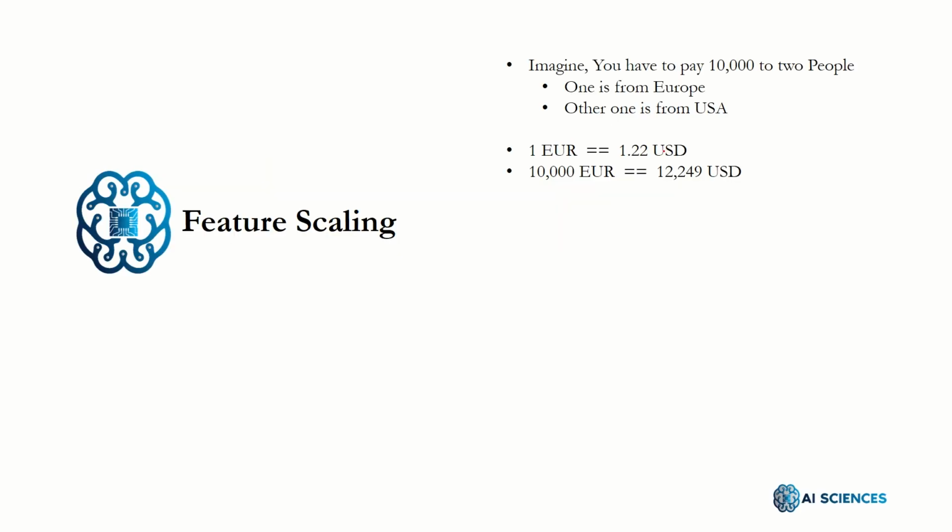So first of all, what is feature scaling? Let's see it through a practical, very non-technical example. Let's say we have to pay 10,000 to two people, and one is from Europe and the other person is from USA. These are the rates of today, as I'm shooting this video: 1 euro is equal to 1.22 USD. So euro and USD are not equal.